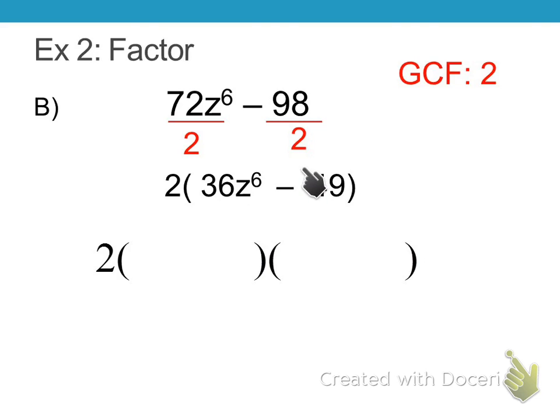So how would you make 36z to the 6th? 6z to the third. How would you make 49? 7 and 7. There we have it. What if we ended up with another perfect square? Then you could keep going.